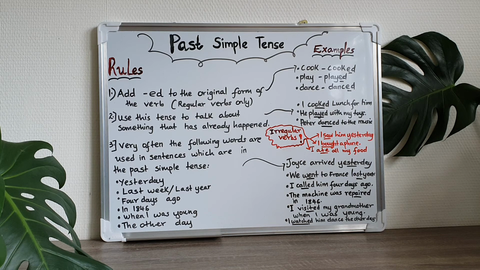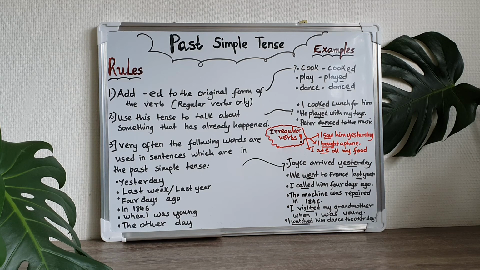The next example, I visited my grandmother when I was young. Now, is visit a regular or an irregular verb? You are right. Visit is a regular verb. And the reason for that is we add ed to the end of the verb visit. So visit becomes visited in the past tense.